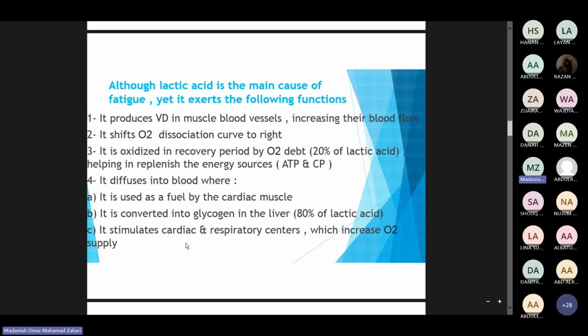And then it stimulates the cardiac and the respiratory center, of course, because it is producing what? If you remember, lactic acid can produce carbon dioxide during neutralization, and carbon dioxide is a stronger stimulus for the central respiratory center, which increases oxygen supply, and that is why you feel you are hyperventilated.